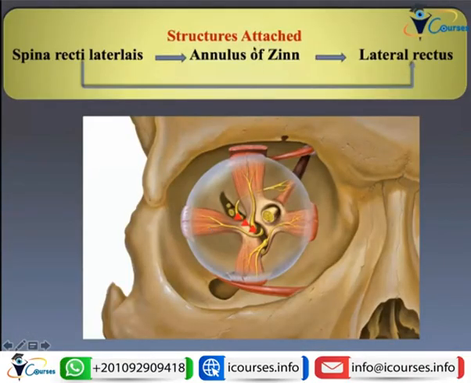So what are the structures that are attached to the superior orbital fissure? As we said, we have small bony projections on the margin of the superior orbital fissure called the spina recti lateralis. These give attachment to the common tendinous ring, or the annulus of Zinn here, and can also give attachment to the lateral rectus muscle. The lateral rectus muscle, which is here, has two origins. It originates from the lateral wall, from the annulus of Zinn, and also from the spina recti lateralis.